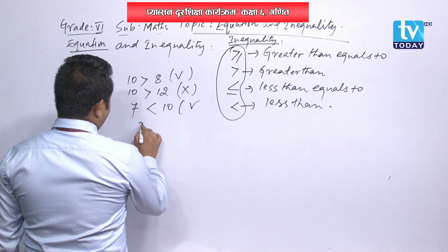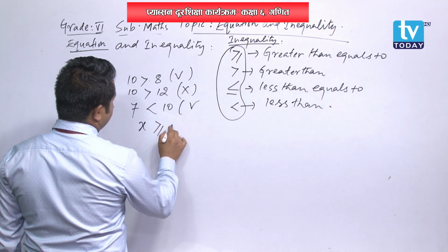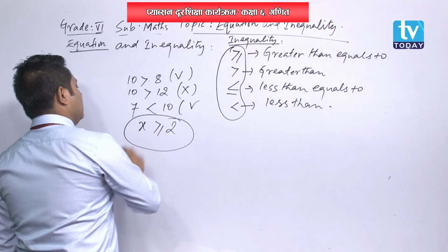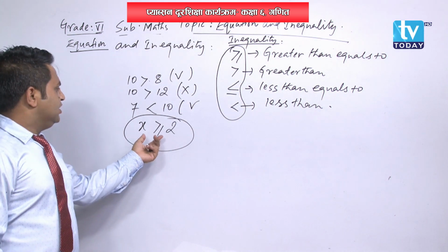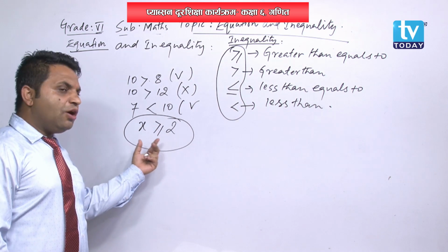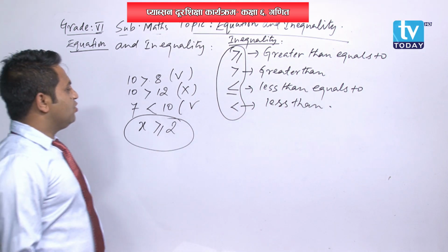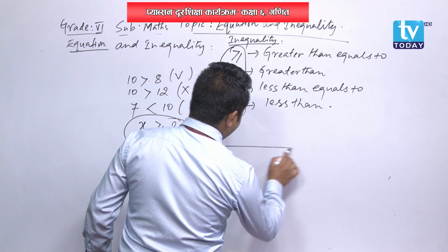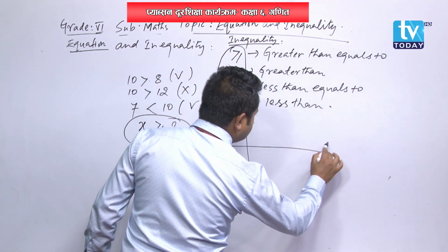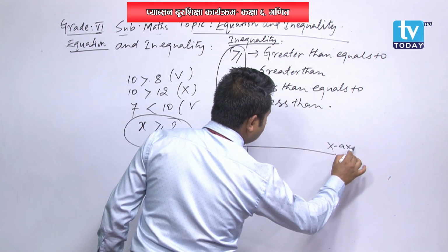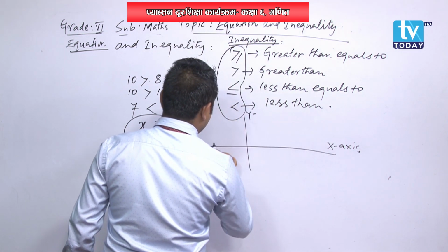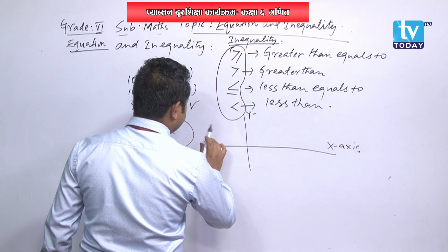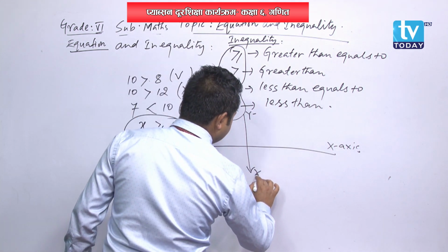Now the value of x is greater than or equal to 2. We need graph paper to solve this. You can write it this way: x is greater than or equal to 2. The value of x must be greater than or equal to 2. So here on the graph paper, this is the x axis, this is the y axis, and this is x dash, this is y dash.